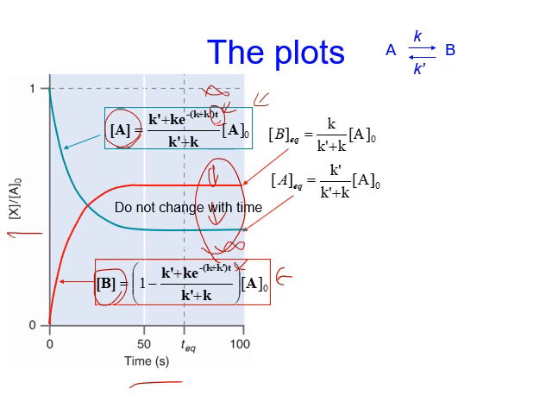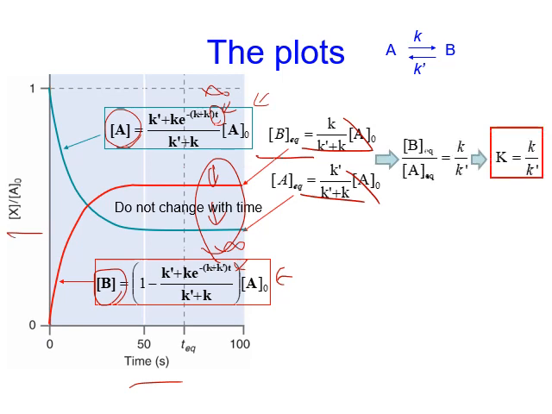Okay, so if we use the product equilibrium concentration divided by the reactant equilibrium concentration, we should get the equilibrium constant. The equilibrium constant is the product divided by reactants, and so we cancel this concentration and this constant. So we get this equation, and that is the equilibrium constant equals the rate constant of the forward reaction over the reverse reaction.